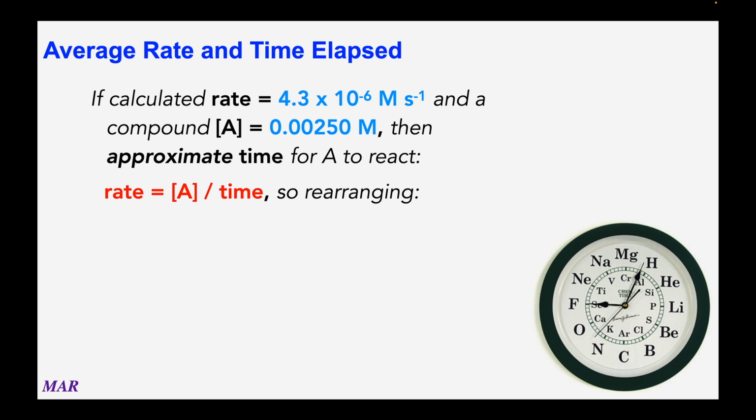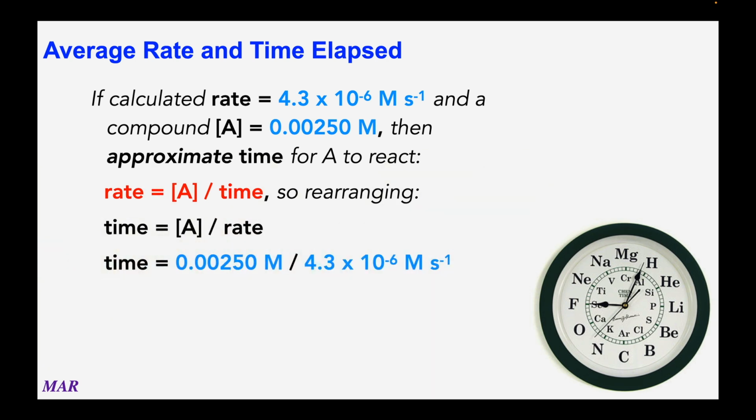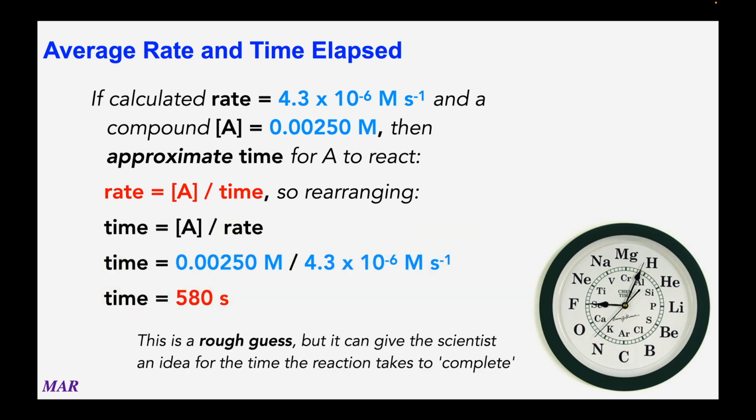So if rate equals concentration A over time, let's solve for time. Time is going to be concentration divided by the rate. If you throw those numbers in there, on top is the amount of the reactant we started with, divided by the speed that it's going, it should take roughly 580 seconds for it to complete.